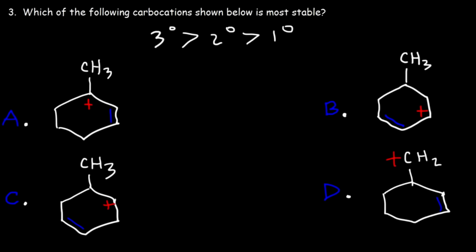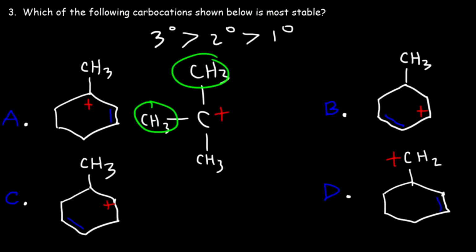A tertiary carbocation is basically a carbon that has 3 other carbons attached to it. And the carbon in the middle has a plus charge, so it's a carbocation. So that's why it's called tertiary, because there's 3 carbons attached to the carbon with a plus charge. And so the more methyl groups that you have next to the carbocation, the more electron density that can be donated, which means you have a more stable carbocation.